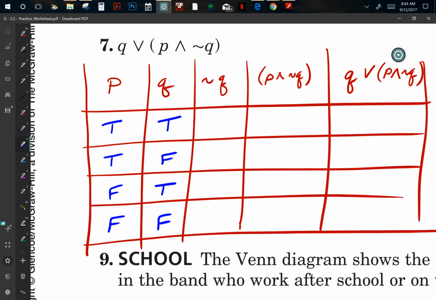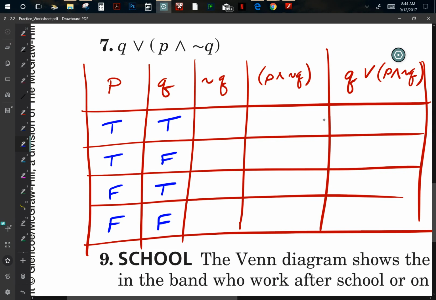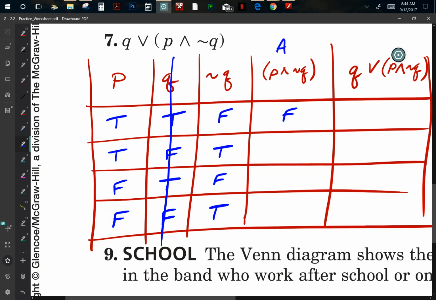Where I make sure I start writing this stuff down. So not Q. What am I dealing with? Not that, right? So this will be what? False, true. Now the combination of P and Q or not Q. So I get rid of that. True, false. It's and, right? True, true. False, false.